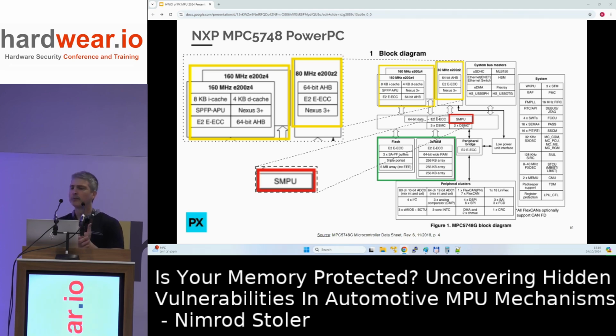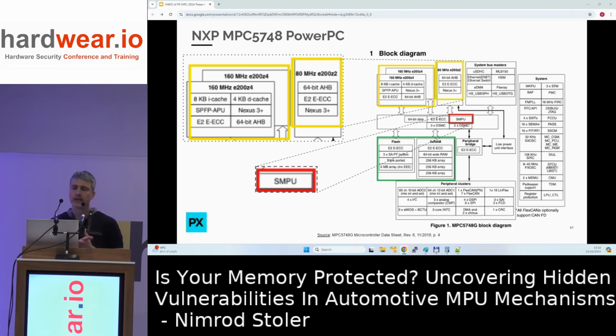So this NXP PowerPC houses 3 cores. We already zoomed them in yellow. It has also flash and static RAMs in green. But just looking at these cores, we were wondering to ourselves where the core memory protection units, the CMPUs, are. None of these cores, and you can see for yourself, is protected by a CMPU. It seems that this microcontroller only has a system memory protection unit, or an SMPU, there in red.